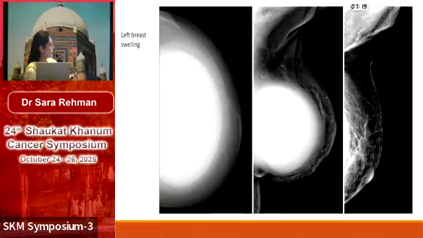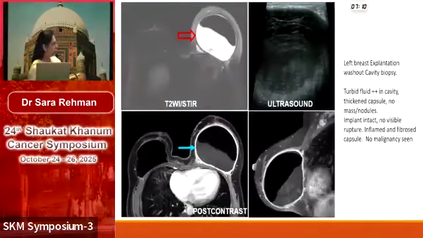The next year, she presented with this left breast swelling. Initially, mammograms were done that showed peri-implant thickening and increased density. Ultrasound was done that showed this peri-implant collection with internal echoes, septations, and heterogeneity suggestive of organized collection. And also MRI scan was done. So this MRI scan shows this collection within the implant capsule with displacement of the implant anteriorly. And there is enlargement of the left breast due to this collection with thickening and enhancement of the implant capsule. There was no soft tissue mass on MRI scan.